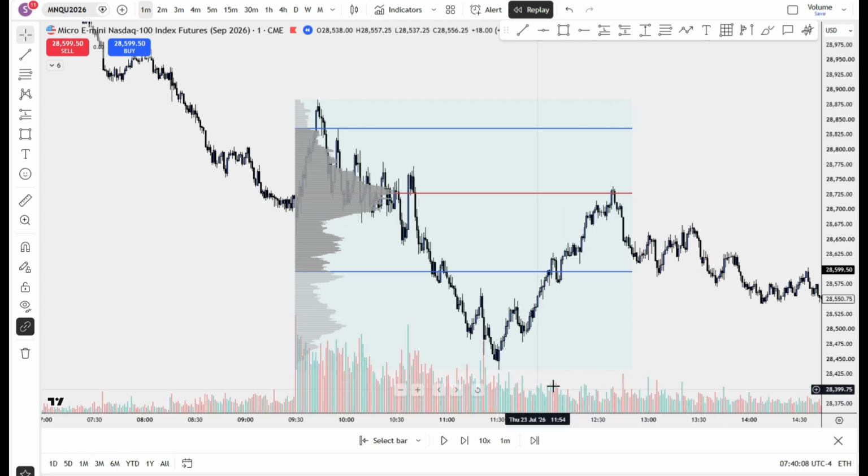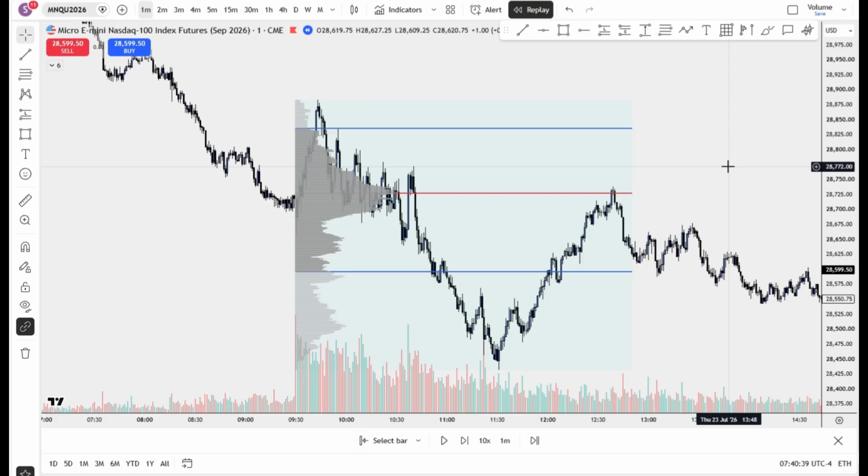Most traders are used to seeing volume at the bottom of the chart. That tells you when volume happened, but Volume Profile tells you something completely different. Instead of displaying volume over time, it displays volume at specific price levels. That gives traders a huge advantage because you can instantly see where buyers and sellers agreed on value, where institutions were active, and where price is likely to react in the future.